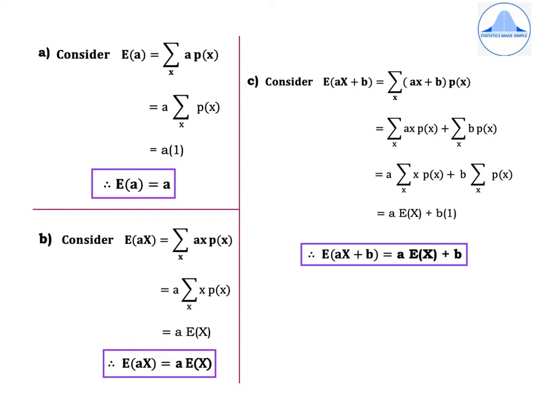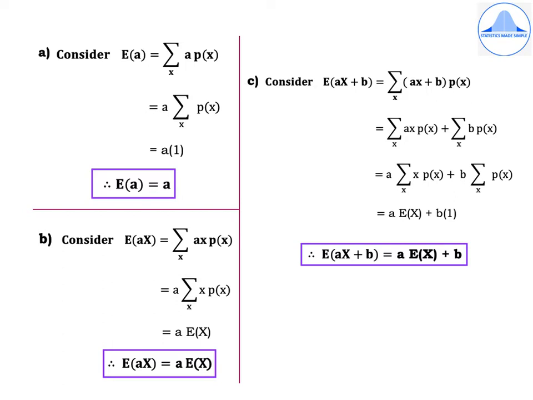So a is a constant and hence it can be removed outside the summation sign. So in the next step, we get equal to a into summation over x p of x. But what do we know? We know that summation over x p of x is 1. So the next step, you get equal to a into 1. So the first result is E of a is equal to a.